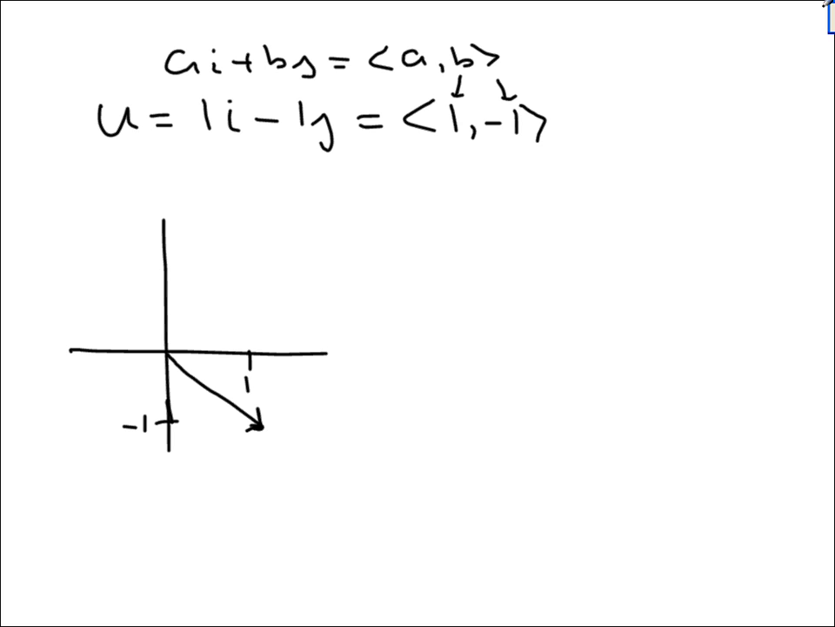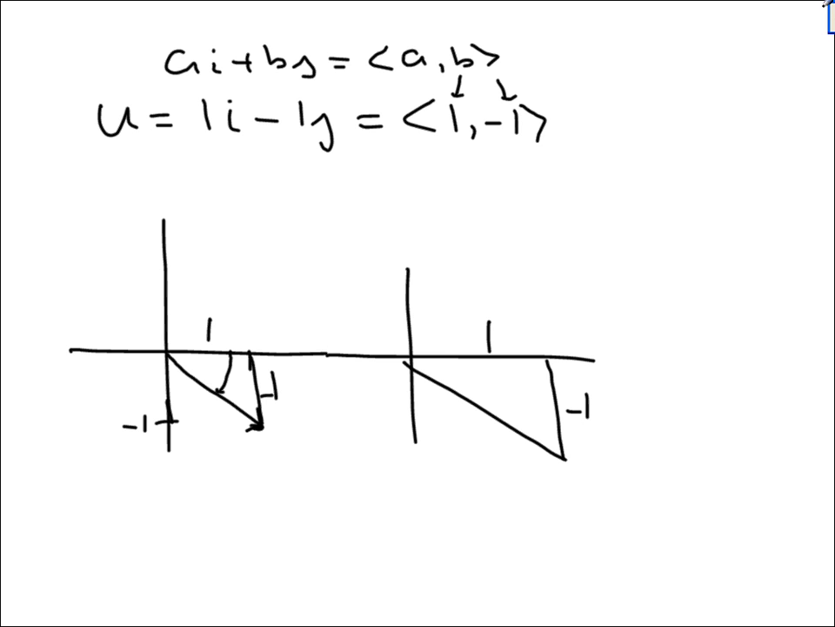The question is, find the positive angle theta between a given vector and the positive x-axis. So we want to know that angle. Well, we know this is 1 and negative 1. Let me just draw it bigger. We know that triangle: 1 and 1, that means this is 45 degrees. The angle is 45 degrees.